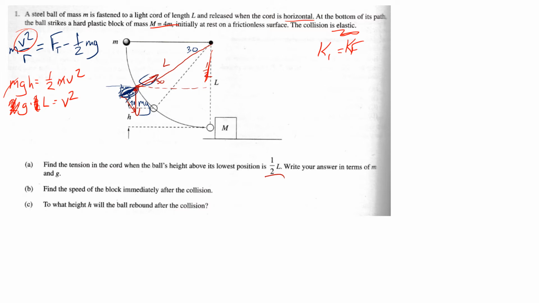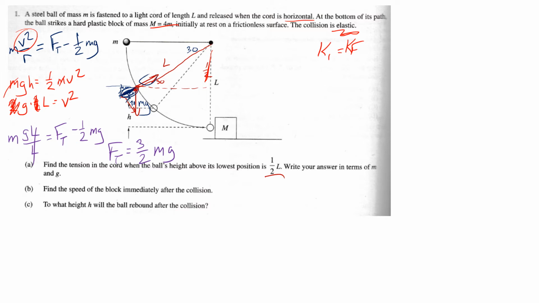So we are going to have our mgL over L is equal to the force of tension minus 1/2 mg. Okay, so the L's cancel out there, so we're going to have mg plus 1/2 of mg. So your force of tension is going to equal 3/2 mg. Ta-da! And that's that.